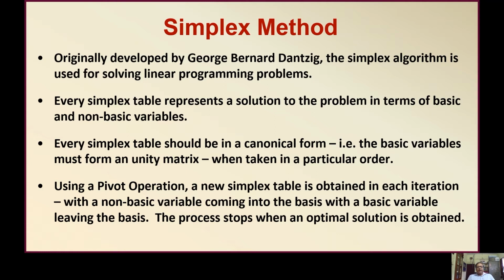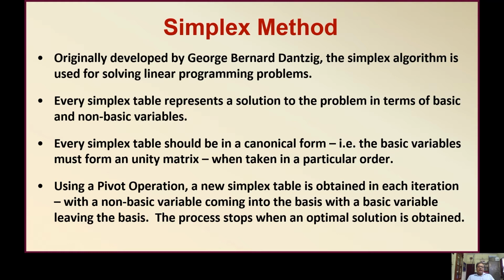Every simplex table should be in a canonical form. That is, the basic variables must form a unity matrix when taken in a particular order. What exactly does it mean? Say I just told you that there are 10 variables, 4 of them are put to zeros. That means 6 are solved from 6 different equations in the augmented problem. Now these equations are to be written in such a way that one basic variable should be there in only one equation, right?